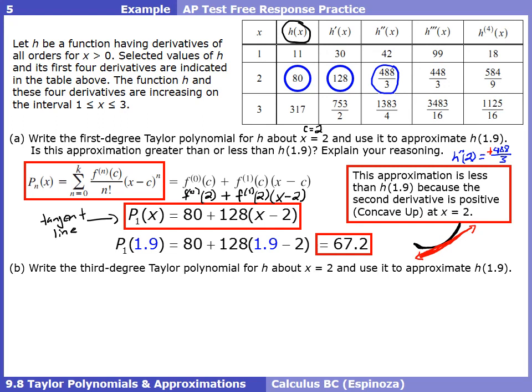So hopefully that serves as a nice little review of 3.8 and the idea of how under or over the approximation is, and hopefully that was nice and clear.